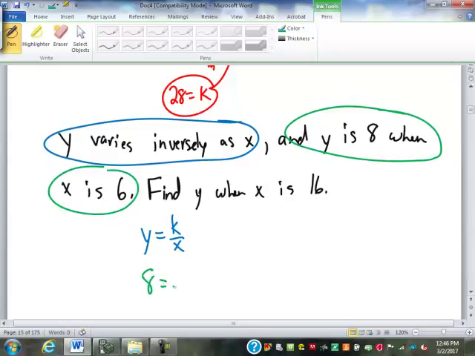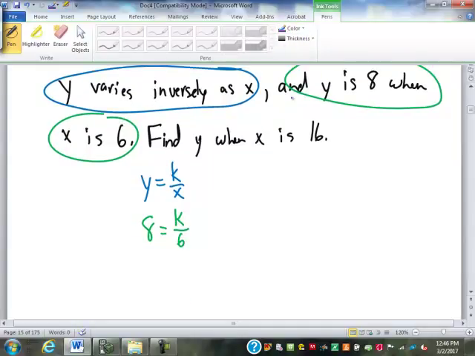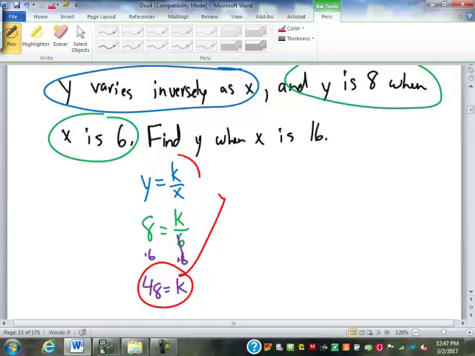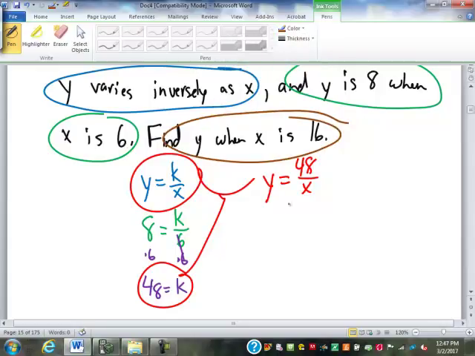So 8 equals k over 6. And then times 6, 48 equals k, right? Which tells us what? Y equals 48 over x. And then, find y when x is 16. So we put 16 in there for x. 48 over 16 is 3. Y would be 3 when x is 16.